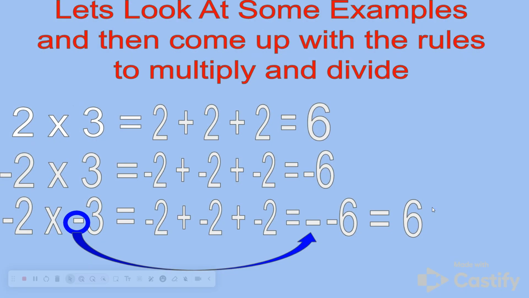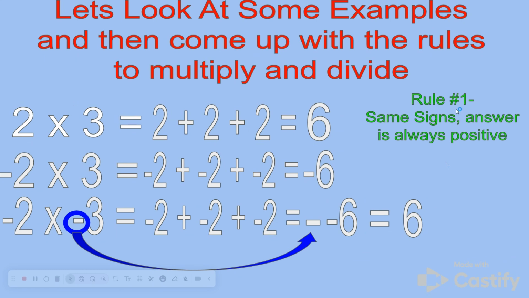Okay, so those are some examples that are going to help us come up with the rules for multiplying and dividing integers. So the first rule we want to know is if we have the same signs, our answer is always positive. What I mean by that is when you're multiplying two numbers together, whether it's a positive times a positive, like the first example, when we did positive 2 times positive 3, we got positive 6. But that's also the rule if you do a negative times a negative. Negative 2 times negative 3 would be positive 6.